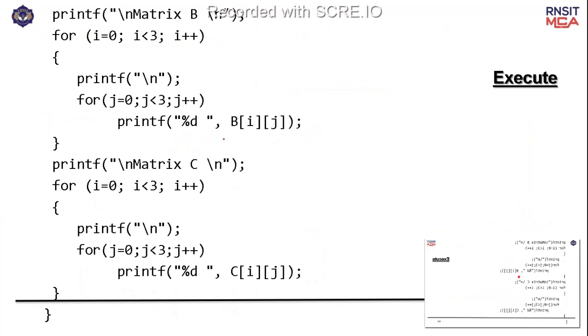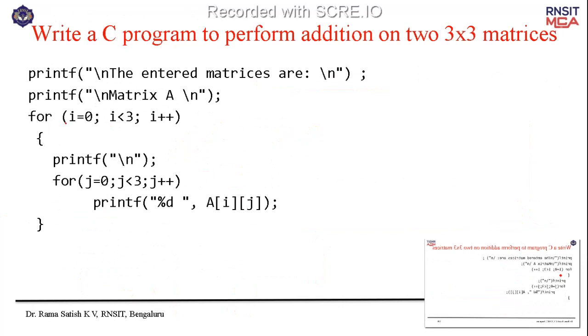So whenever you are displaying matrix A, what you are doing? You are creating a for loop, I is equal to 0, I less than 3, I plus plus. Next, printf new line character. So the cursor will start from a new line, and then j is equal to 0, j less than 3, j plus plus. So I is 0, and first j is also 0, so 0 0 is printed, that is the first element is printed.